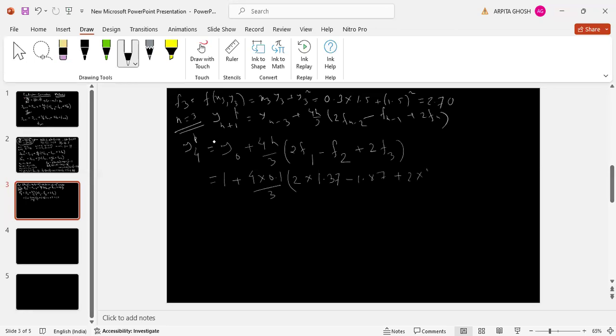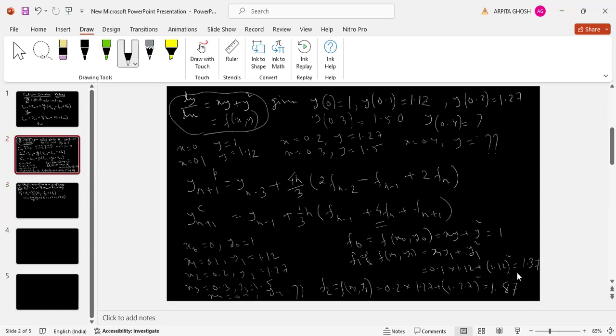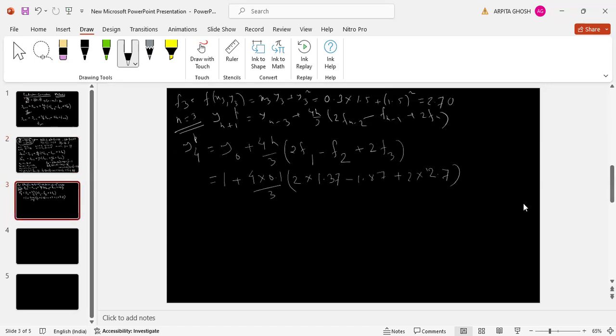Tell me once again. 2.70. 2.7. Now let us check. f1 is 1.37, f2 is 1.87, f3 is 2.7. So now find out the value. 1 plus 4 into 0.1 by 3 into 2 into 1.37 minus 1.87 plus 2 into 2.7. Find out the value.